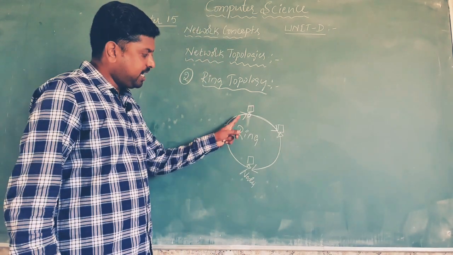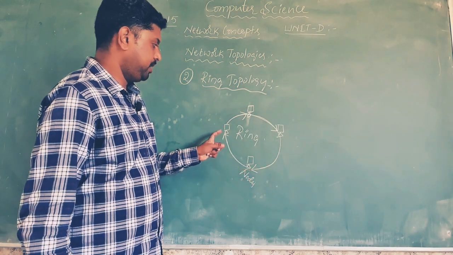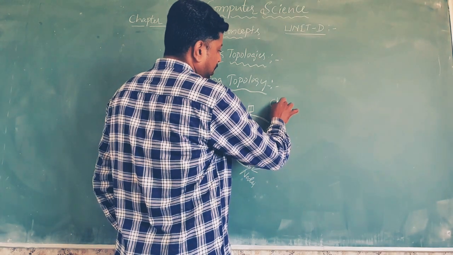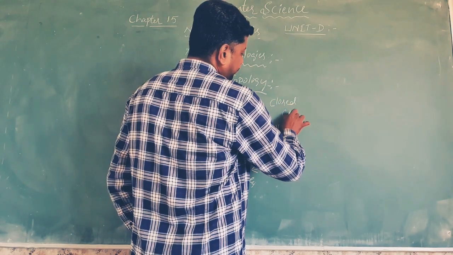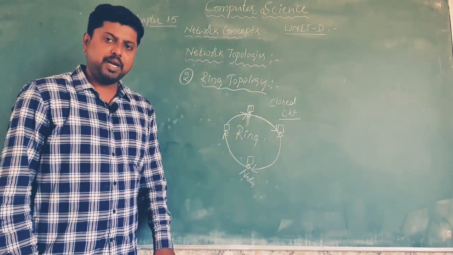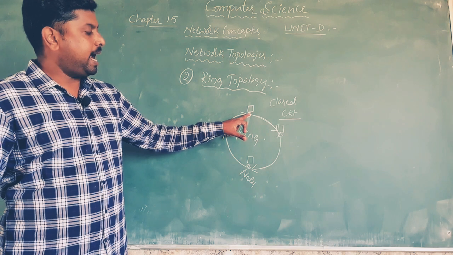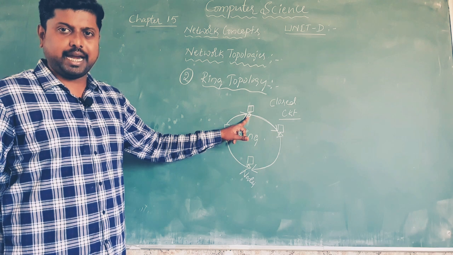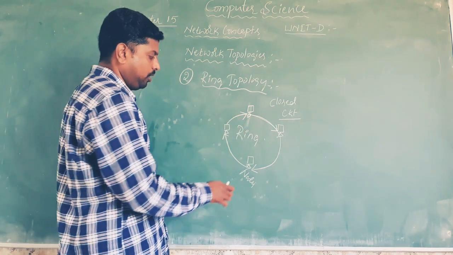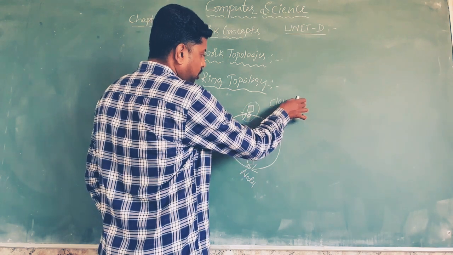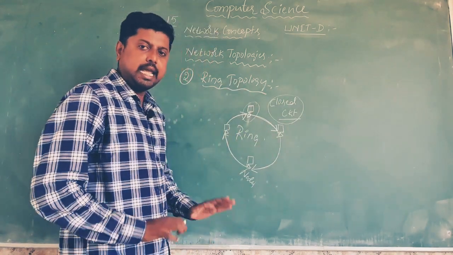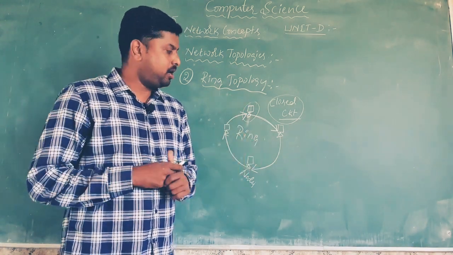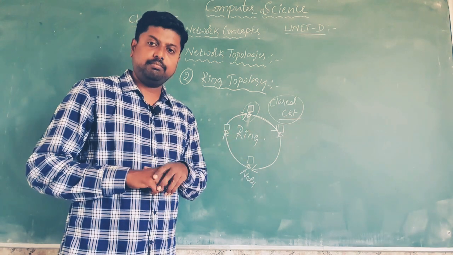See here, it is in the circular shape, and in the ring topology we also call this a closed circuit. Closed circuit, because the end of this particular topology is attached to the first node. That's why this type of topology is a closed circuit. Here there is no expansion possible. The major drawback. And also a very limited range.